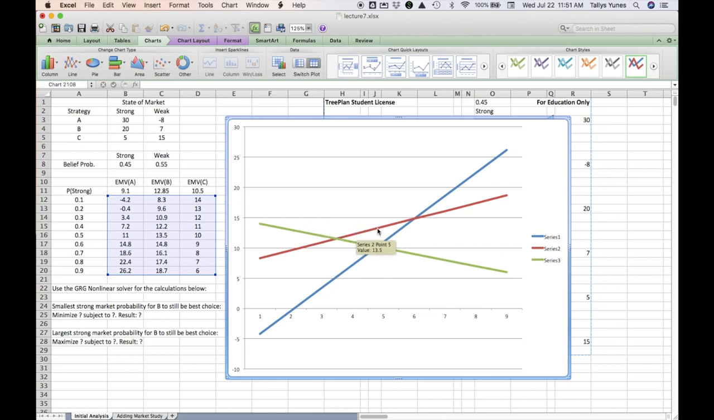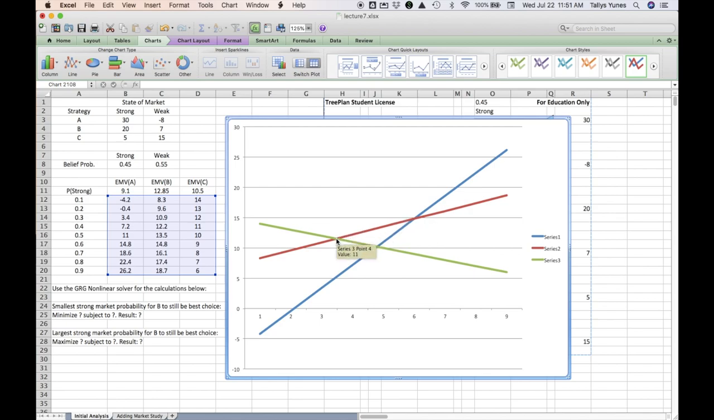But now notice, as the 0.45 goes a little higher, B continues to be do B, because that's the highest line, the highest EMV. But there's a point at which the B line gets overtaken by the blue line, which is series one, that's a strategy A. So between some value below 40% and some value above 55%, strategy B is the best course of action.